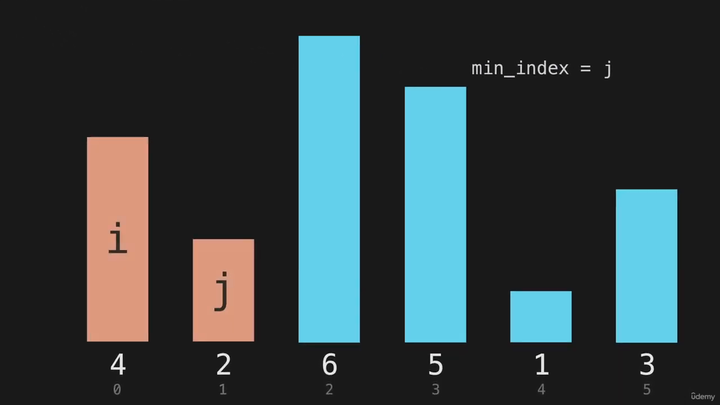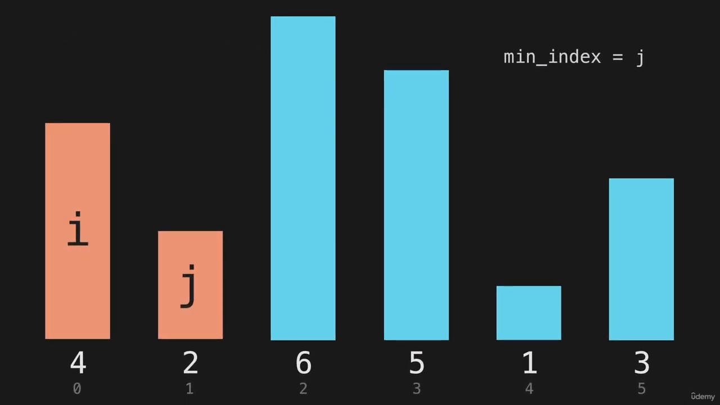So let's enlarge this again. And in this case, min index being equal to j means that it's equal to 1. And that second for loop is going to move the j through the list like this. And if we see another item that's less than min index, such as this, we'll set min index equal to j again, which in this case is 4. And then we'll continue to the end of the list like this.